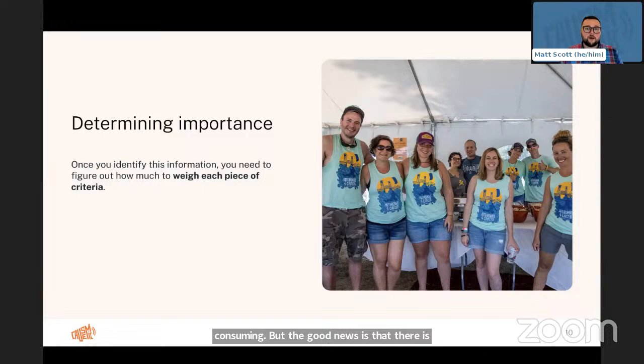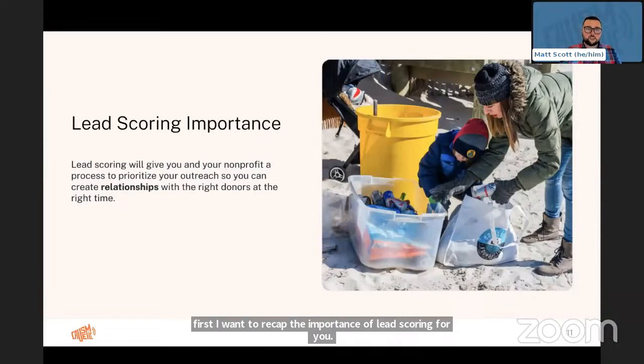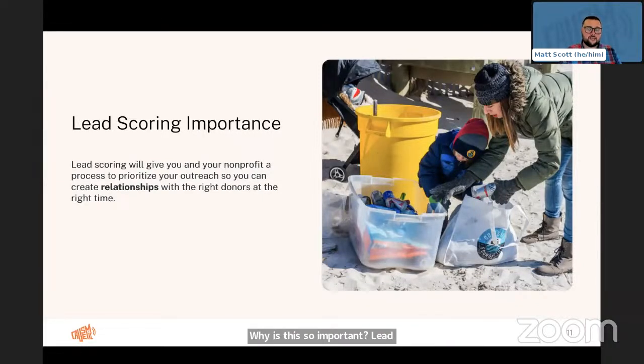And I'm going to talk about that in just a minute. But first, I want to recap the importance of lead scoring for you. Why is this so important? Lead scoring helps everyone understand which contacts to prioritize creating relationships with, based on their interest in supporting your mission and their capacity to give. So it's those two things, interest and capacity.